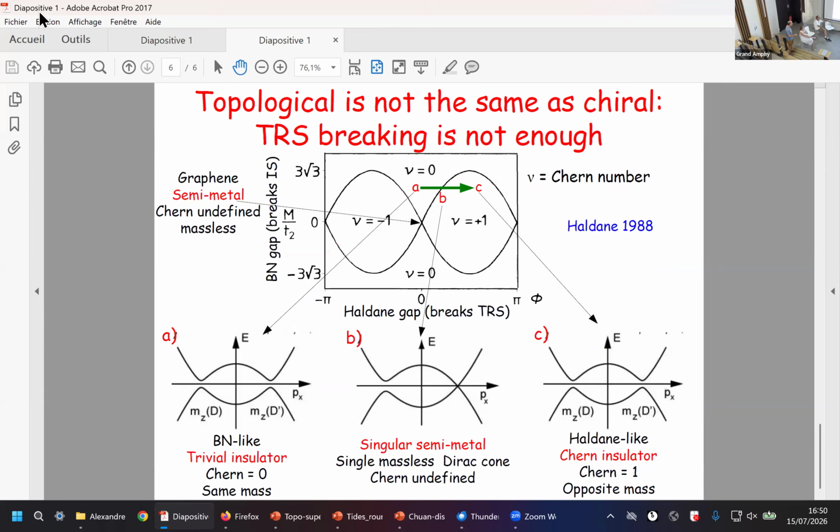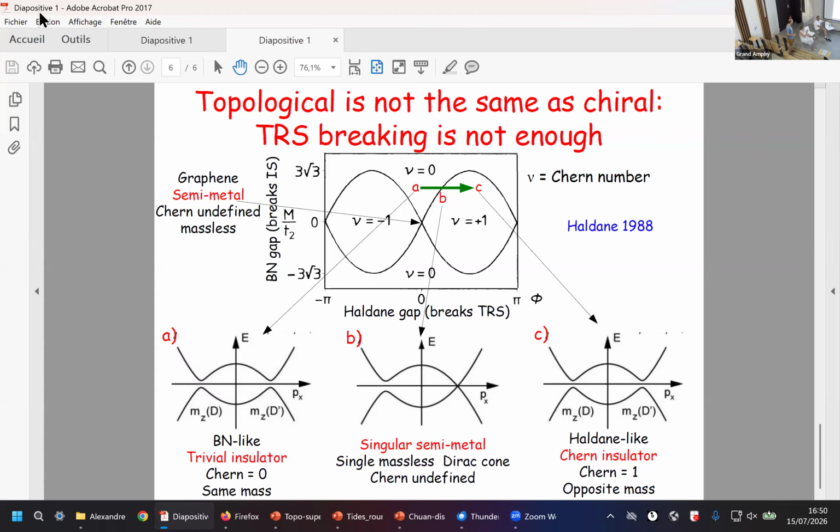Maybe the example that you're familiar with in the context of band insulators is this Haldane model. So in the Haldane model phase diagram, you break either time reversal symmetry in the horizontal direction or inversion symmetry here. You can be in the nu equals 0 phase, but still you're breaking time reversal symmetry. So it's not enough to break time reversal symmetry.